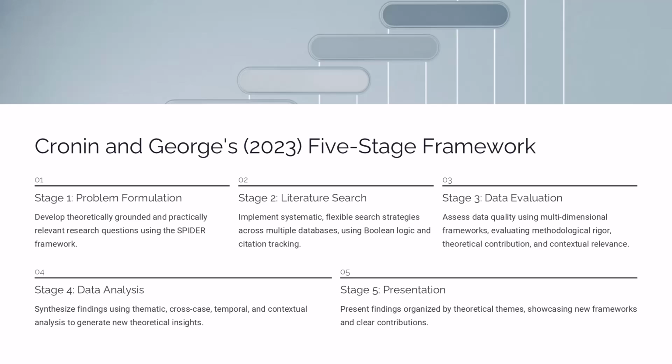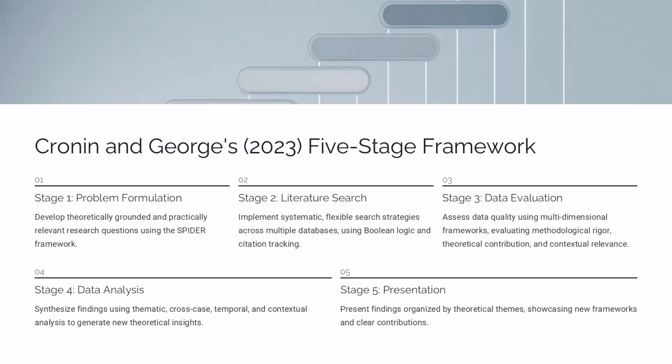Stage 1. Problem formulation represents the foundation of excellence in literature reviews. This stage requires you to develop research questions that are simultaneously broad enough to allow diverse methodologies and focused enough to generate meaningful insights. The SPIDER framework provides systematic guidance.